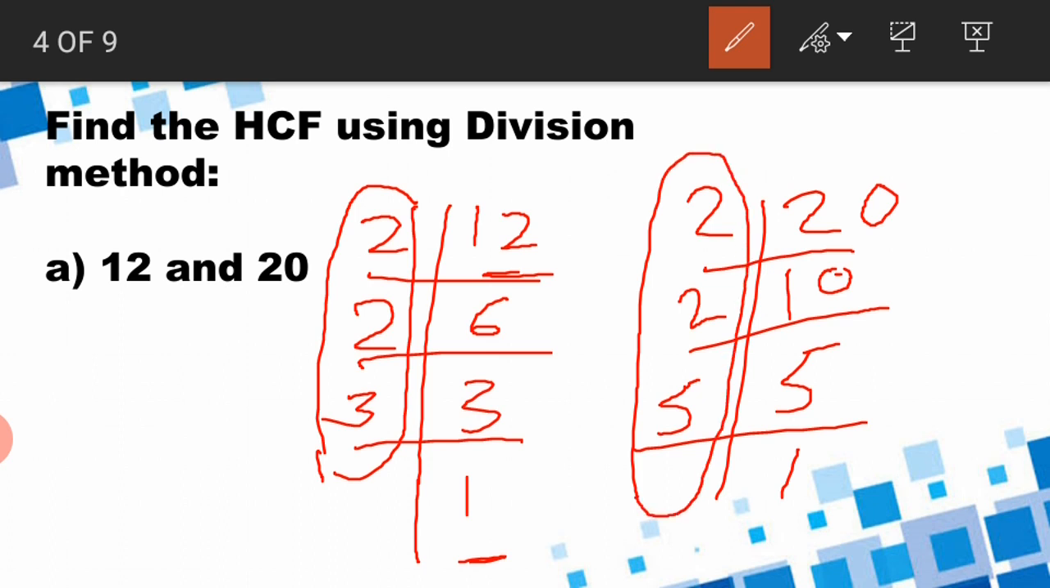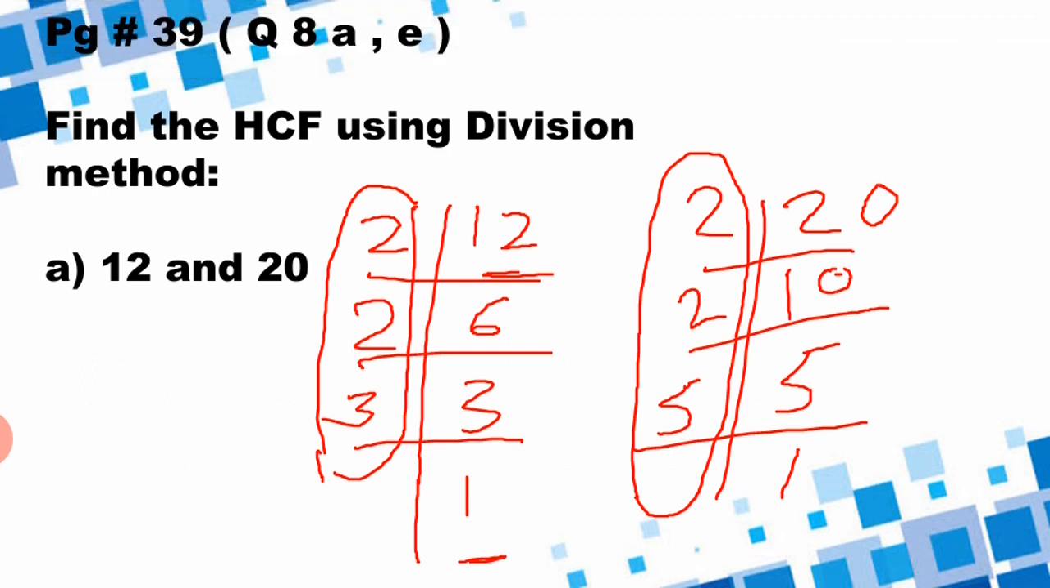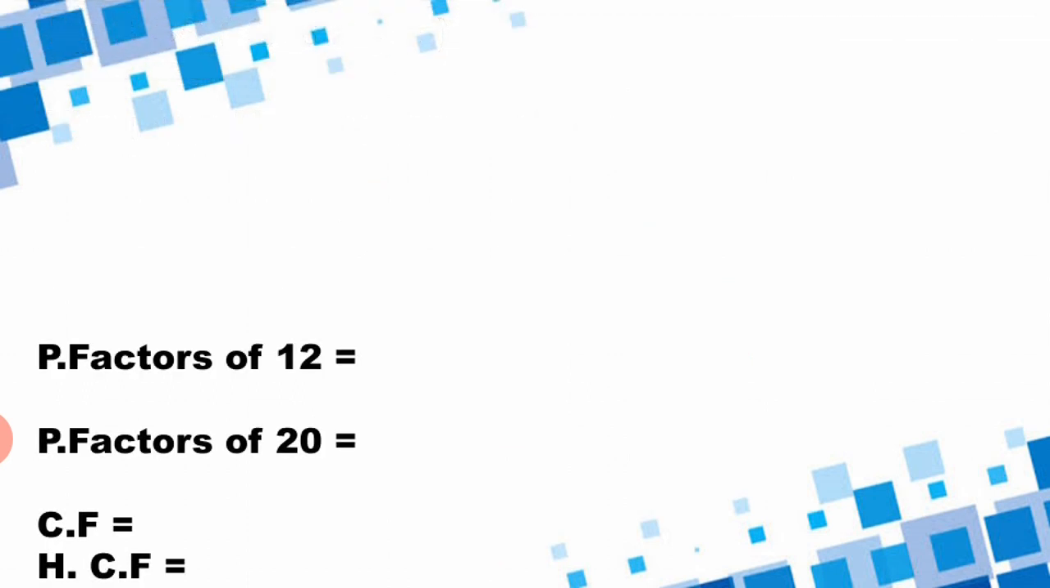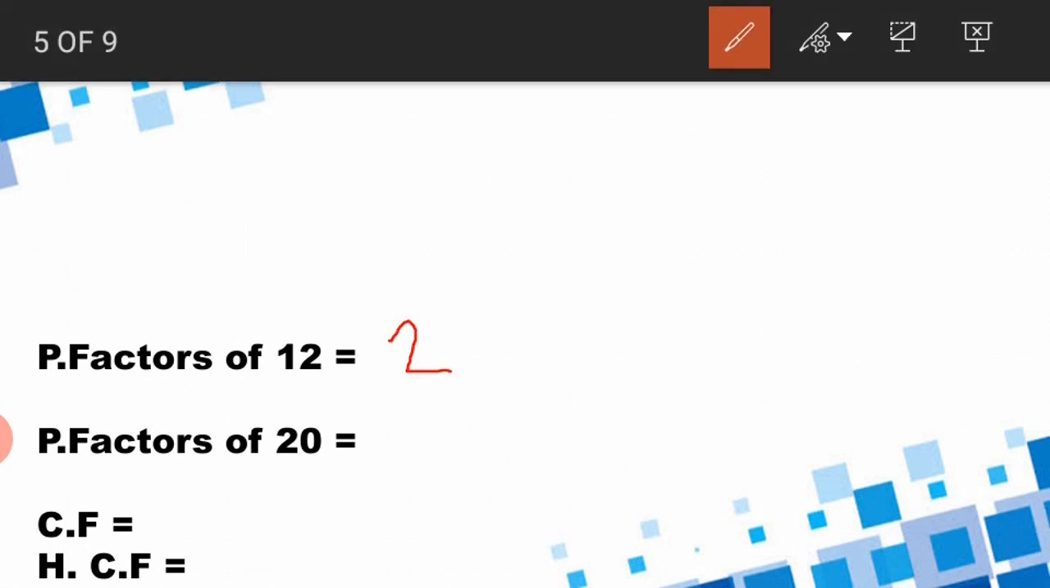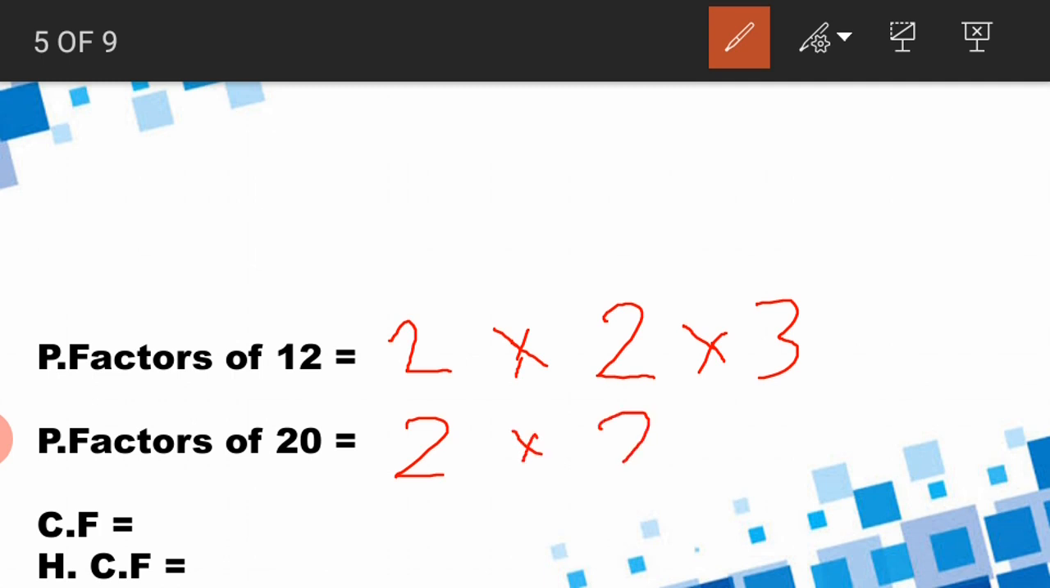Clear? The next step is we have to write the factors of 12 and 20. Now write prime factors of 12, which is 2 multiplied by 2 multiplied by 3. Clear? Now prime factors of 20 are 2 multiplied by 2 multiplied by 5. Clear?